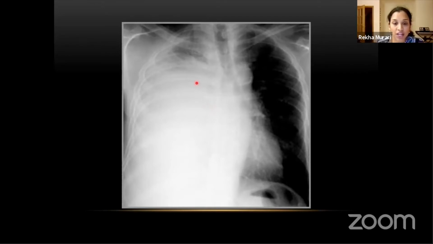And you can also appreciate, again, there is loss of heart border, there's loss of diaphragm. You can see the diaphragm on the left is very well seen, but the right is lost. Again, the silhouette sign. In the chest x-ray, one of the most important signs is the silhouette sign. Because we are just looking at one 2D image, the silhouette sign will give us a clue as to where exactly, or not always, but most of the time, we can locate the abnormality. So this is a right-sided pleural effusion.